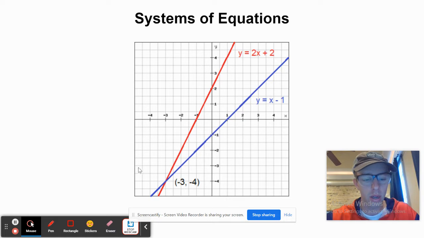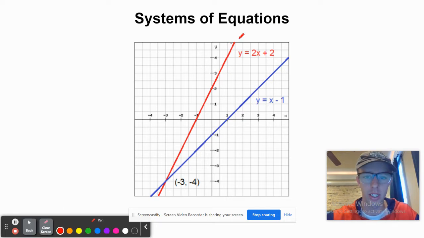We're dealing with systems of equations in this lesson. A system of equations is just when we have more than one equation and we want to know how they interact with each other. So in this example, I have a red equation on the graph, y equals 2x plus 2. You can see it starts at positive 2. It goes through the y-axis at positive 2. And we can see the slope here. We go up 2 over 1, up 2 over 1, right? This is a y equals 2x plus 2 equation. And we have y equals x minus 1.